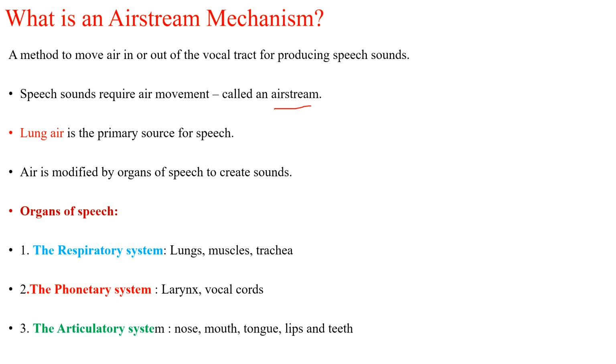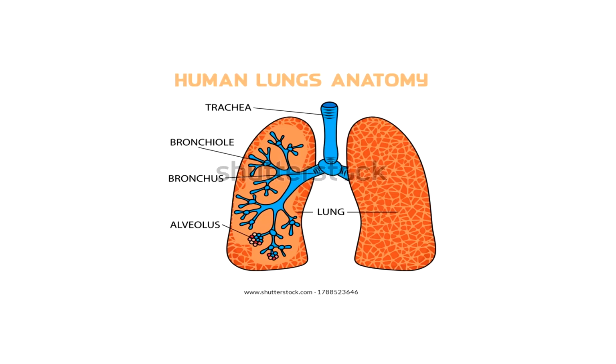The respiratory system includes lungs, muscles, trachea. The phonatory system includes larynx. Larynx is also called voice box and vocal cords. The articulatory system: nose, mouth, tongue, lips, and teeth. As we know, for the articulation of most speech sounds of most languages, lung air is used. The air that we breathe out is modified into speech sounds.